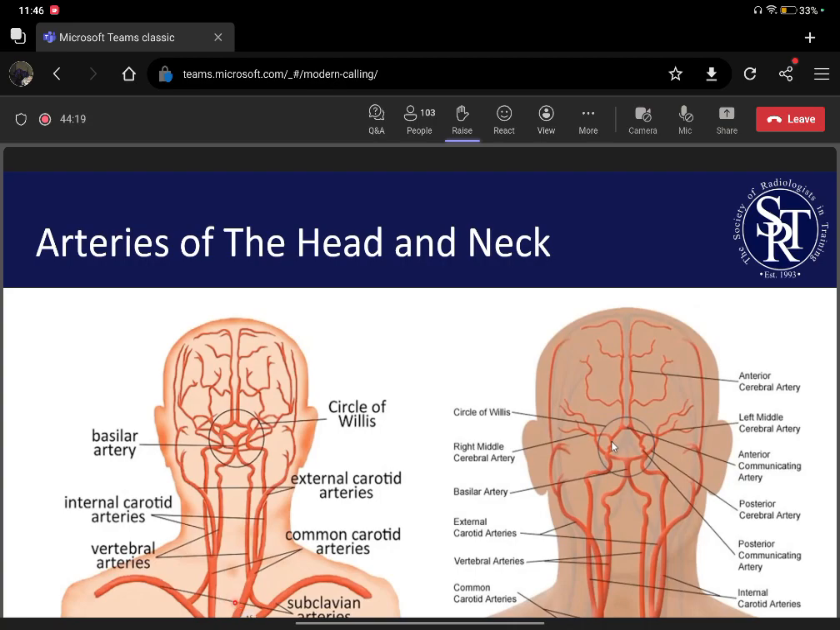Both common carotid arteries on either side will go up and then divide into the external and internal carotid arteries. And both subclavian arteries will go laterally and give rise to the vertebral artery on either side.